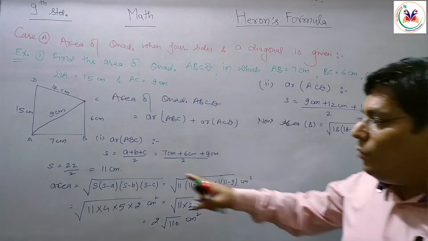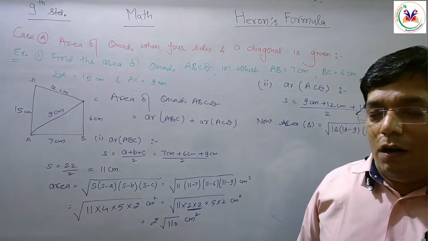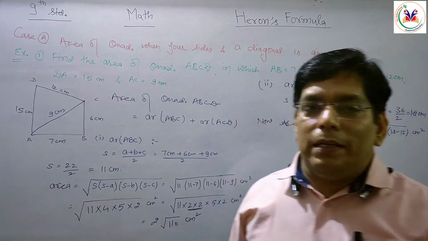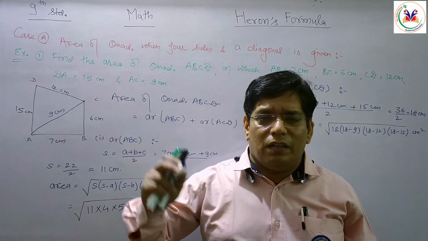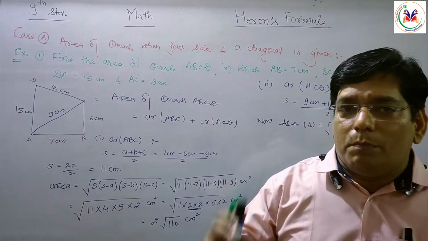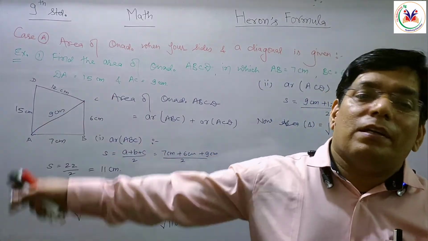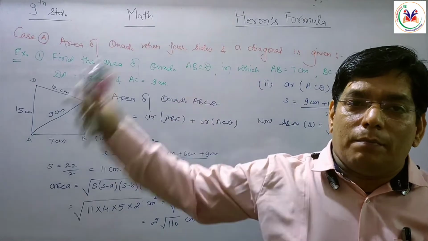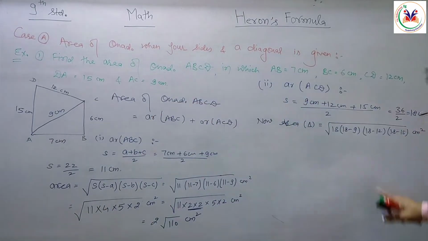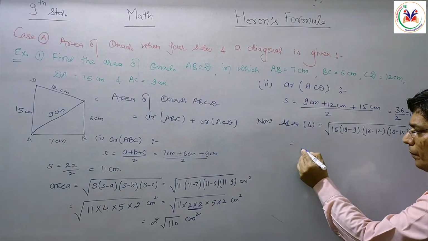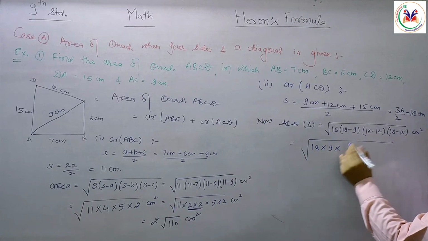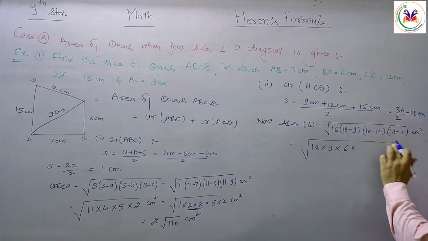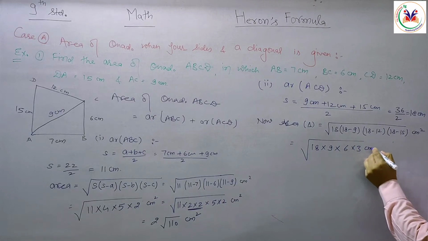Again I am repeating, whenever you have to calculate the area, doesn't matter whichever the figure is that is given, triangle, quadrilateral, whatever, the area's unit must be square. It may be centimeter square, kilometer square, meter square and whatever. Now 18 into 18 minus 9, that means it will be 9. 18 minus 12, it will be 6. 18 minus 15, that will be 3 centimeter square.